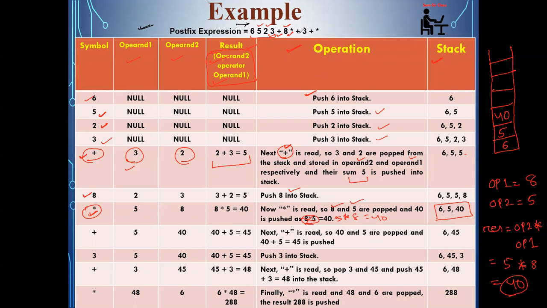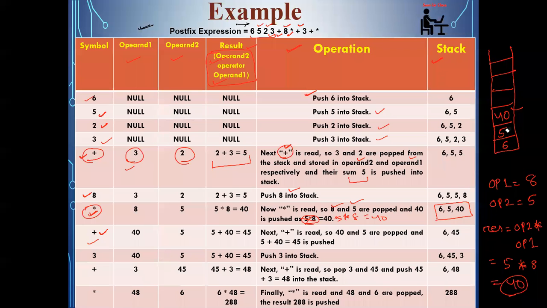Okay. After that, plus is there. So the same process I have to follow. I have to pop 2 values. So first I am doing the pop operation. So what actually are you getting? Okay, so let us just discuss once again. What will happen whenever we encounter the plus operator? So instantly from the stack top, 40 will be popped and stored in operand 1.